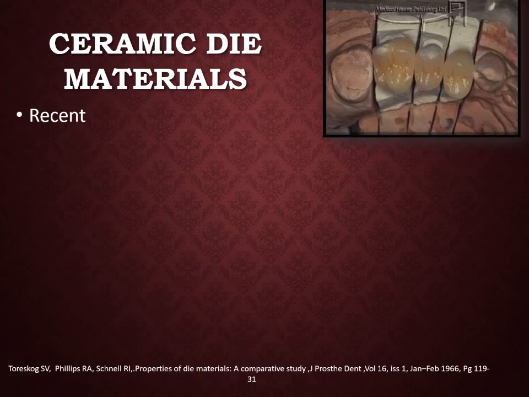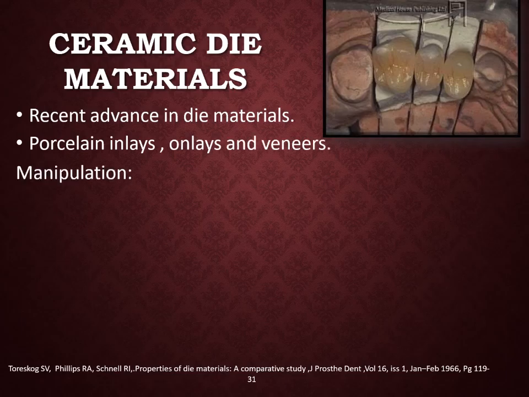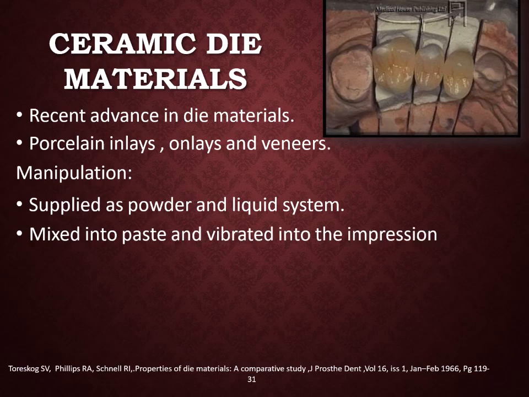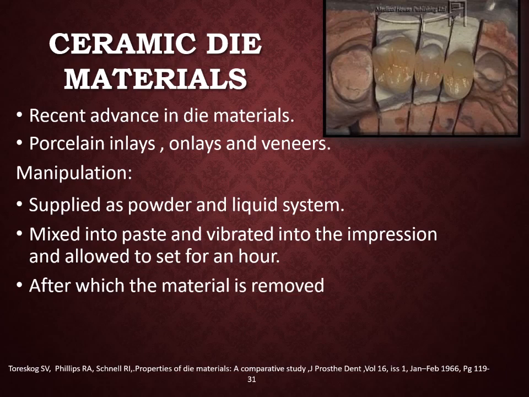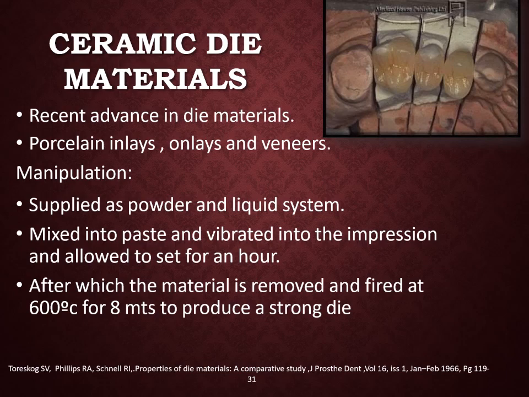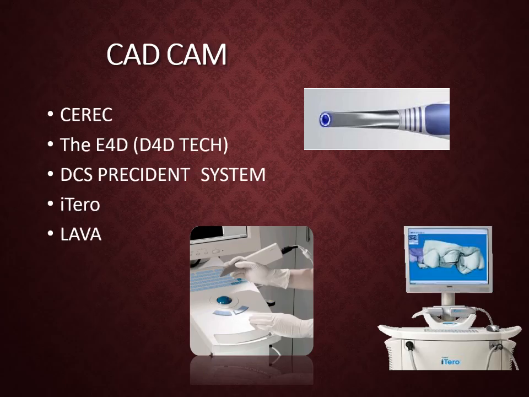Ceramic dye materials. A recent advance in die materials, used for porcelain inlays, onlays, and veneers. Manipulation: supplied as a powder and liquid system, mixed into a paste and vibrated into the impression and allowed to set for an hour, after which the material is removed and fired at 600 degrees Celsius for 8 minutes to produce a strong die. CAD-CAM die material systems use CEREC, the E4D or D4D Tech, DCS Precident System, Iterio, and Lava.